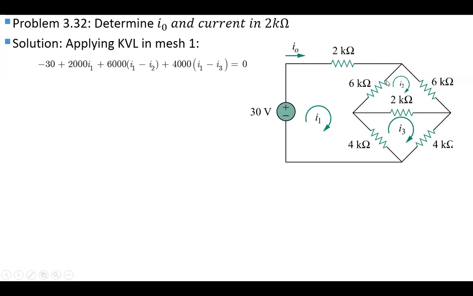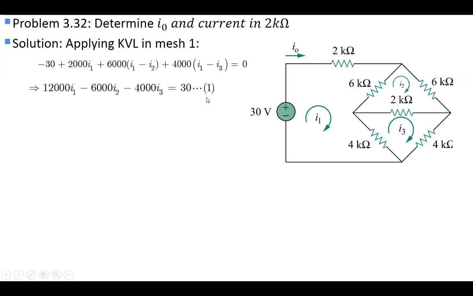from this point we come in this direction and touch the 6 kilo ohm resistance. The 6 kilo ohm resistance is common between mesh 1 and mesh 2, so the current in it relative to mesh 1 will be I1 minus I2. So this is 6000 times (I1 minus I2), the voltage across the 6 kilo ohm resistance. Similarly, from this point onward we encounter the 4 kilo ohm resistance, whose voltage will be 4000 multiplied by (I1 minus I3).